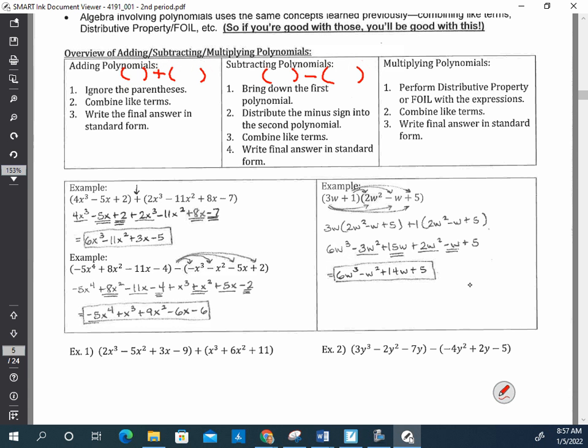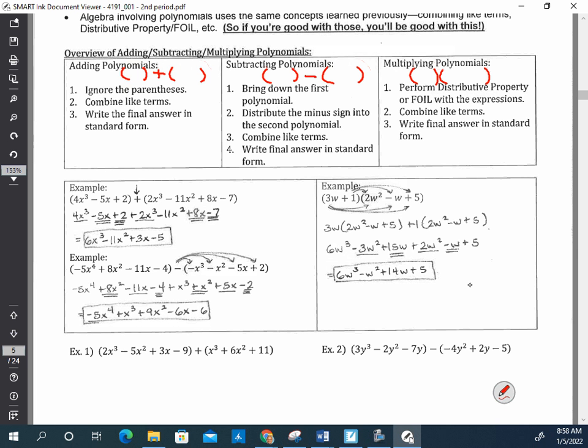Multiplying is when you have two parentheses next to each other. Two parentheses next to each other means multiplication. Do distributive property or FOIL. Combine like terms, write the answer in standard form. So, as I mentioned, if you know how to combine like terms and do distributive property, this particular section isn't really all that difficult.